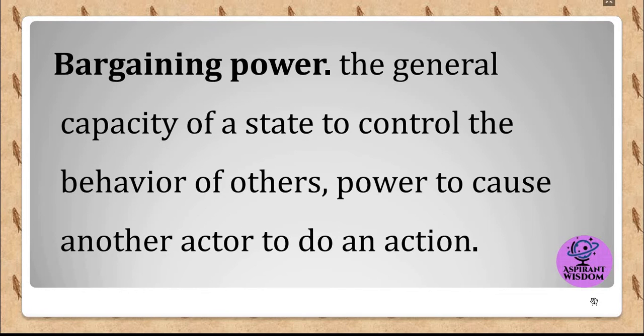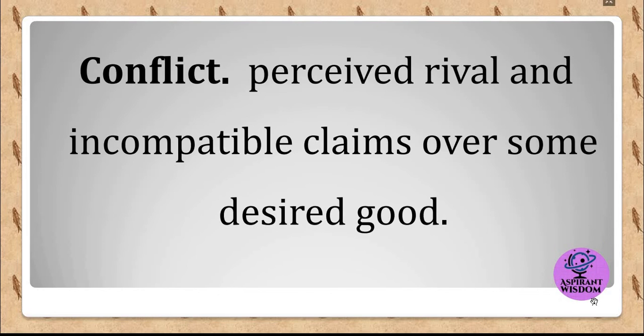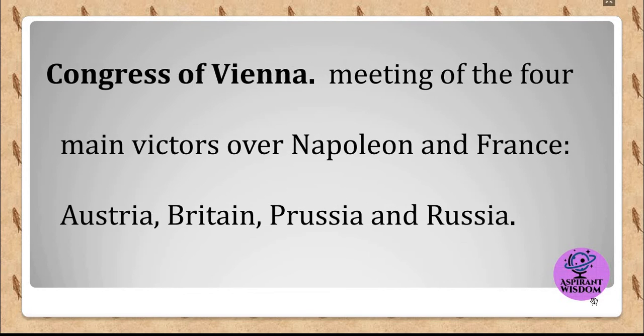Bargaining power. The general capacity of a state to control the behavior of others, power to cause another actor to do an action. Brezhnev Doctrine. Reinforced the right of the Soviets to intervene where Moscow deemed socialism was threatened by counter-revolutionary forces. Conflict. Perceived rival and incompatible claims over some desired good. Congress of Vienna. Meeting of the four main victors over Napoleon and France: Austria, Britain, Prussia, and Russia.